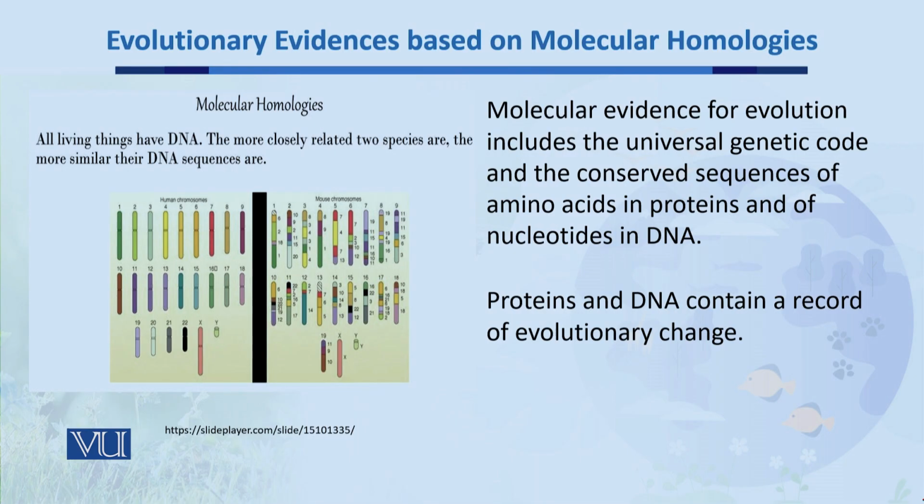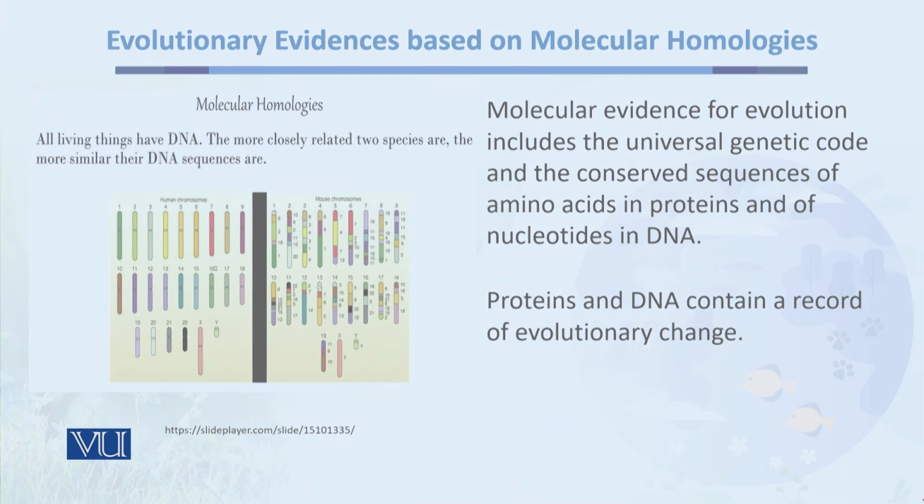Now, as you can see in this slide, all living things have DNA. The more closely related two species are, the more similar their DNA sequences are. Now we know that mutations are the changes in the DNA which take place with the course of evolution. So the more distant organisms will have more differences in their DNA and in their proteins as compared to closely related species.